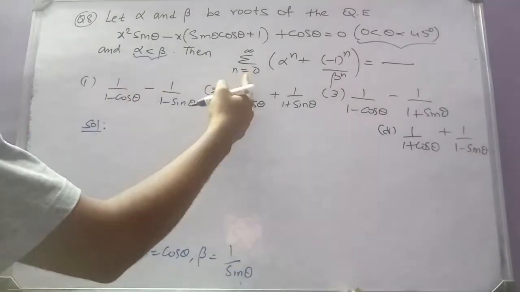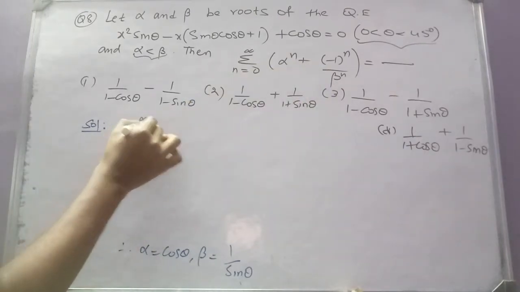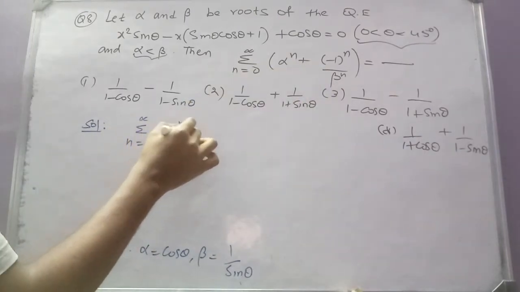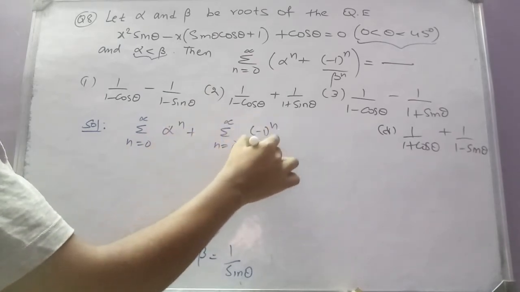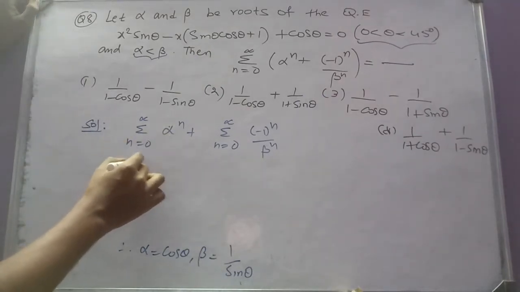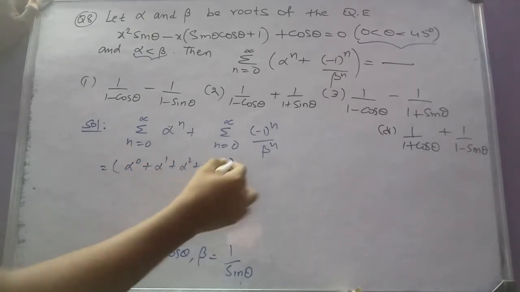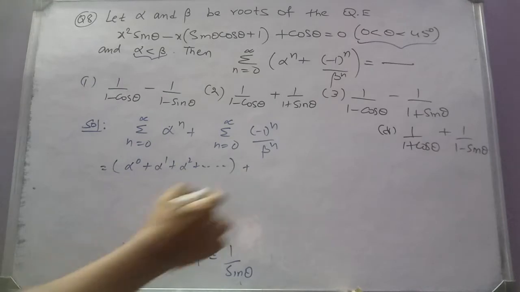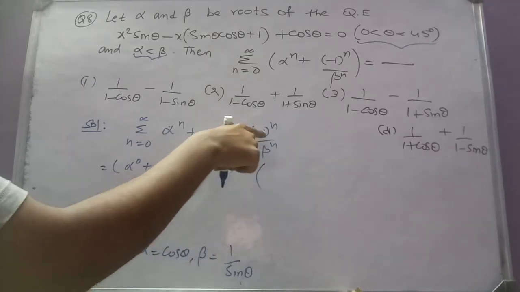Observe that the summation can be separated for these two terms. It can be written as summation n equals 0 to infinity alpha power n plus summation n equals 0 to infinity (minus 1) power n by beta power n. So this is nothing but alpha power 0 plus alpha power 1 plus alpha power 2 plus and so on up to infinite terms. And here if you observe, if n is even, here you will get plus 1, and if n is odd, here you will get minus 1.